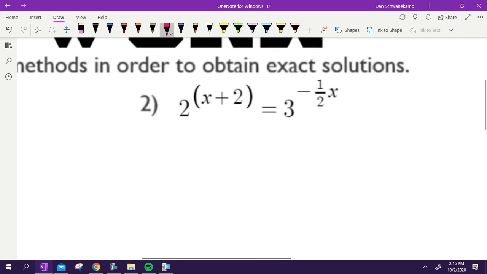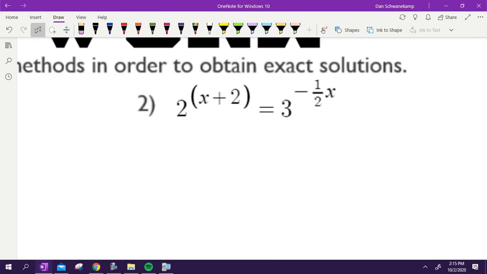2 to the x plus 2 is equal to 3 to the negative 1/2 x. So this is a little bit trickier one. I'm trying to get x by itself. And so to start off here, what can I do? I'm going to do a log. Log base what do you want to do here? Let's do log base 2, just because that's a little bit more complicated. So we're going to take log base 2 on both sides.